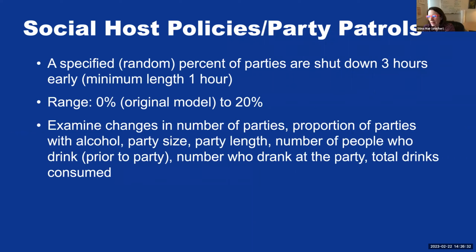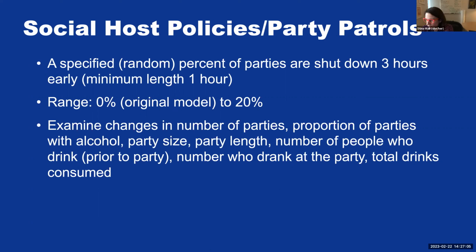So we built the model, and then what we really wanted to do once we built that model was think about what differential implementation of a social host ordinance, or differential enforcement of a social host ordinance, would look like, and how that would change some of the main outputs of our model. So the way we decided to model that is to say, okay, if there is a party patrol out shutting down parties, what that means is that a certain percentage of our parties will be shut down 3 hours early.